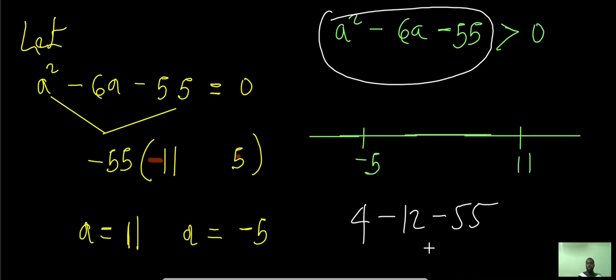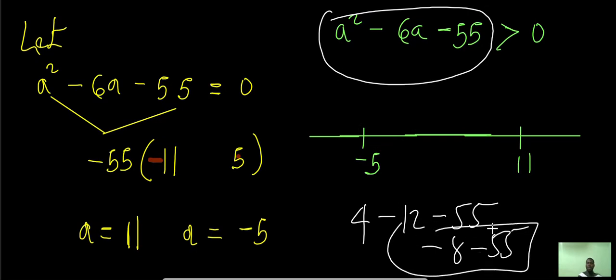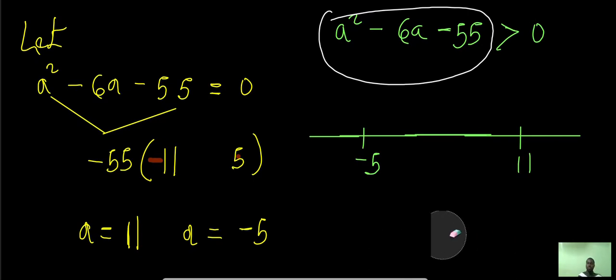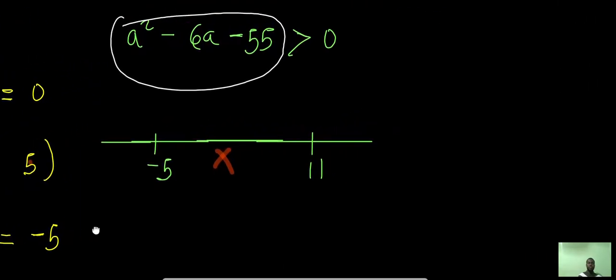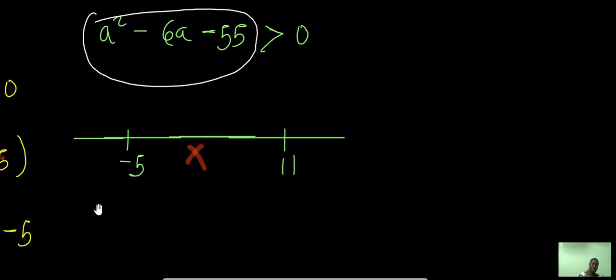4 minus 12, that's minus 8. Minus 8 minus 55. Obviously, this is a negative number, and that number cannot be greater than 0. A negative number cannot be greater than 0. So it means the middle region is not satisfied. So the implication of that is the middle region is out. So if the middle region is out, we can quickly check this region and this region.